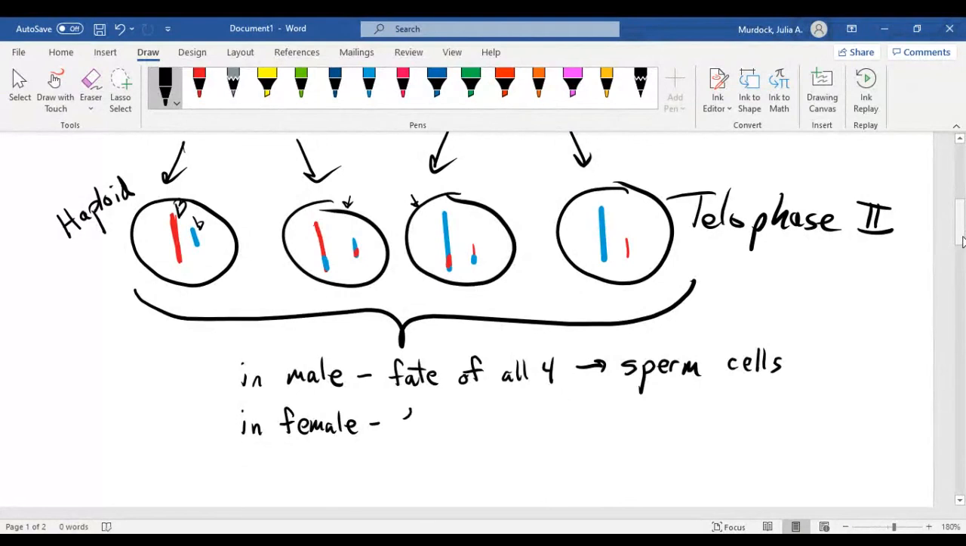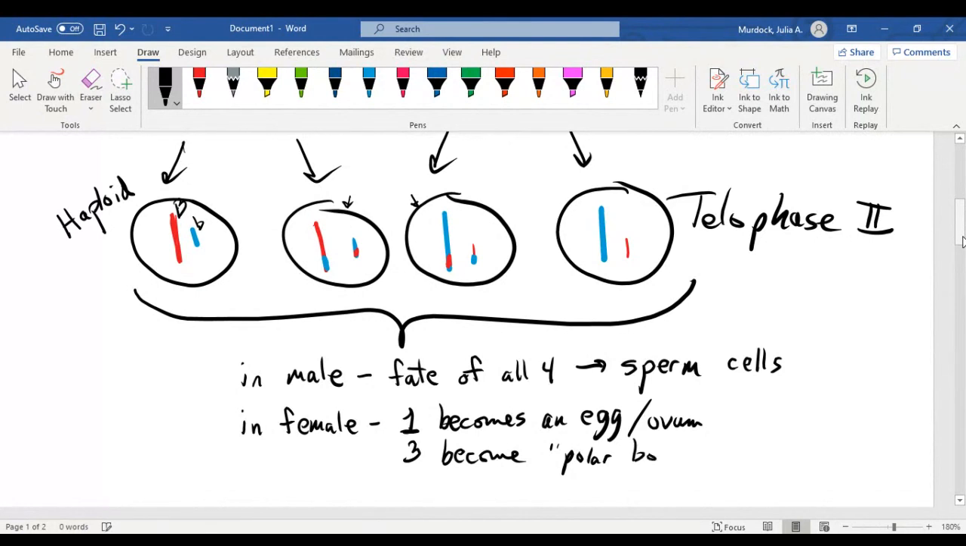In a female, one becomes an egg or ovum, and three become something called polar bodies, whose only purpose is to get rid of the extra chromosomes so that this one will go on to possibly become fertilized and become a zygote. Polar bodies disintegrate and are discarded, not needed.